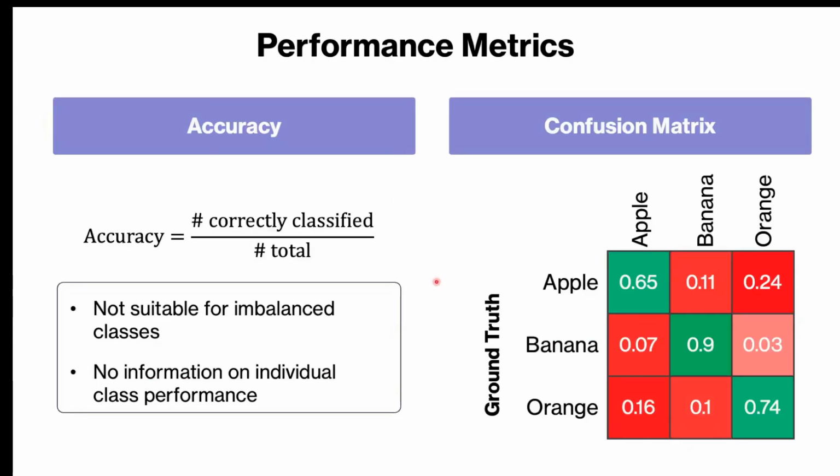Next, moving to the performance metrics for image classification. The first and most commonly used performance metric for image classification is obviously accuracy, which is defined as the number of correctly classified samples divided by the total number of samples. However, this metric is not very suitable when we are dealing with imbalanced classes, and it also doesn't provide information on the individual class performance. Another metric is the confusion matrix, where for each of these ground truth classes, we can see how many of them are correctly classified, as well as how many of them are classified as these other classes by mistake.